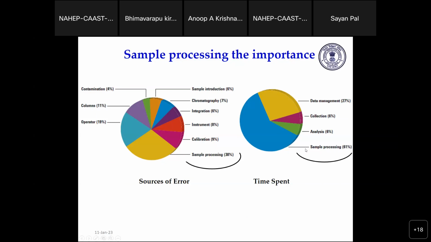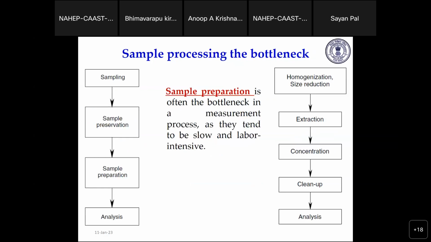Now, in time spending, if you go to the next side of the graph, you can see more than 60% of the time we spend in sample preparation. So you can understand how important this particular area is: identifying a proper sample extraction or processing method. Now the whole flow is there, and again, to substantiate, sample preparation is often the bottleneck, and that makes the whole process very slow and intensive.